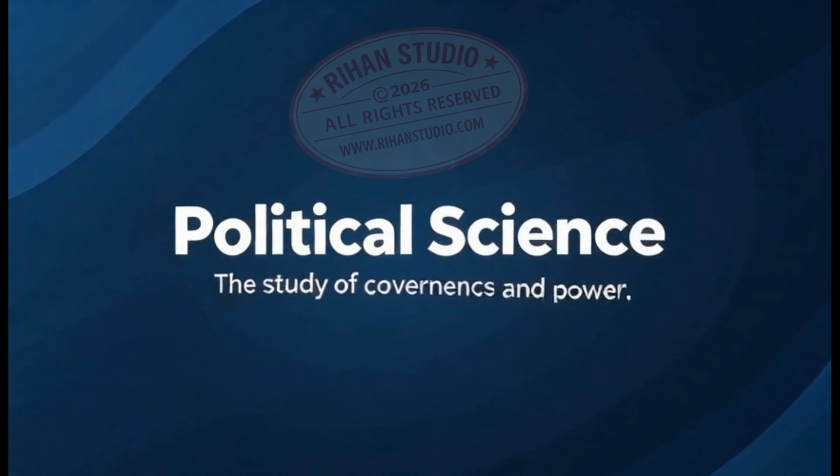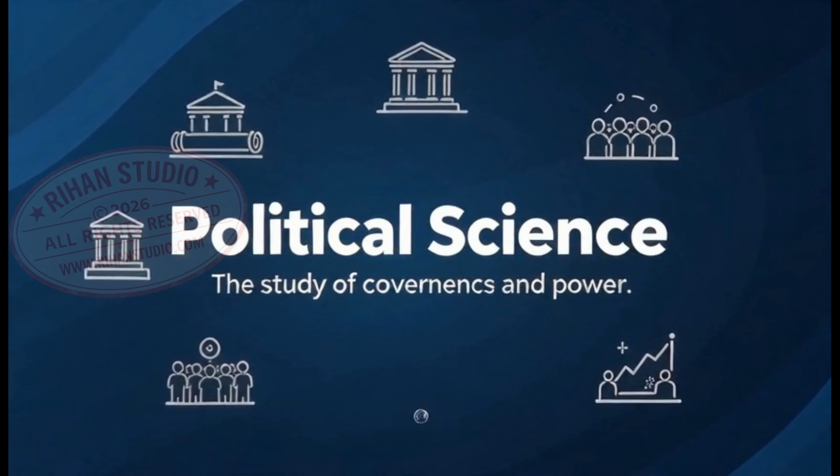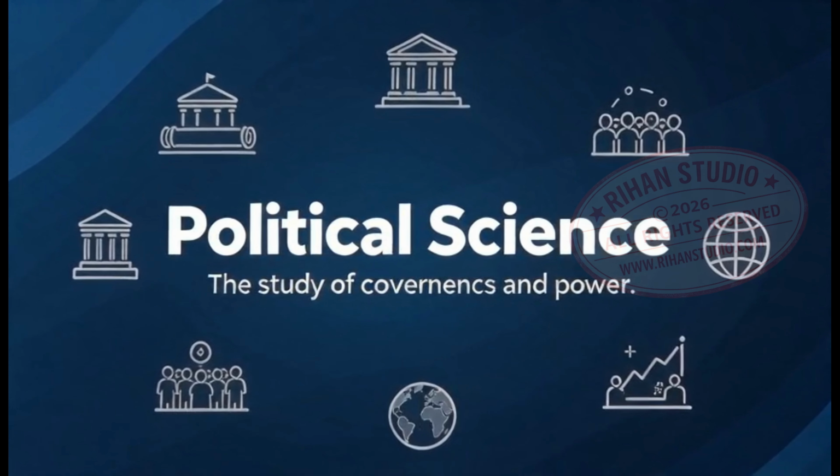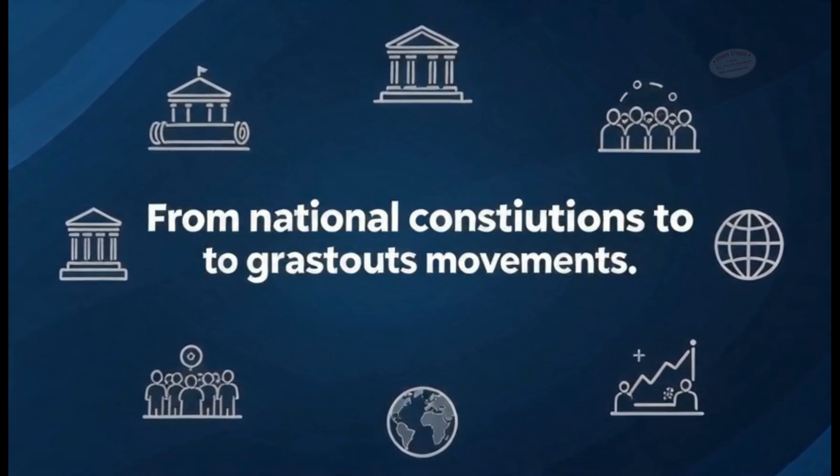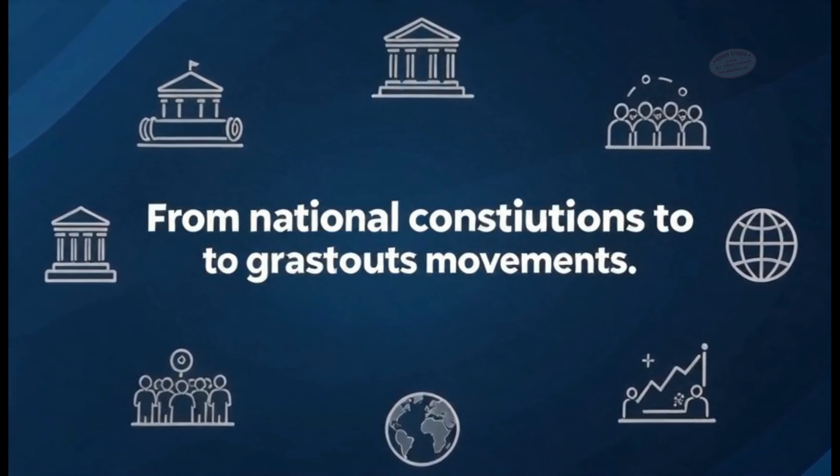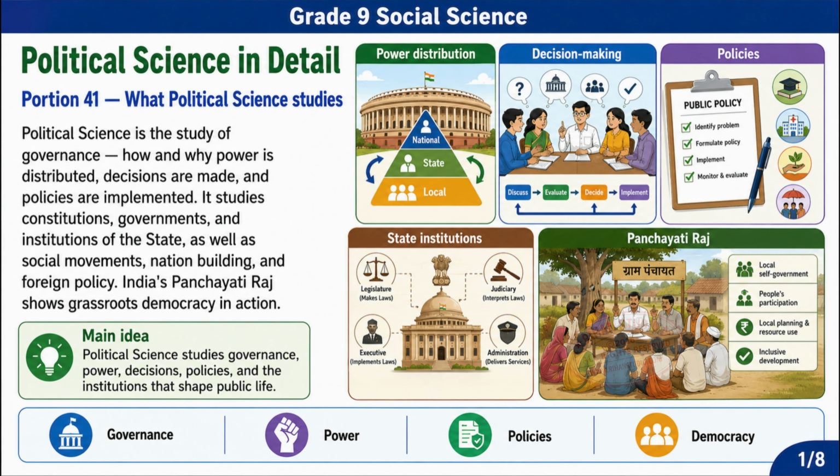Political science is the study of governance, how power is distributed, decisions are made, and policies are implemented. From national constitutions to grassroots movements. Consider India's Panchayati Raj, a model of grassroots democracy in action. Political science in detail. Portion 41.